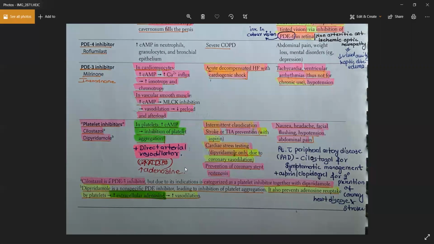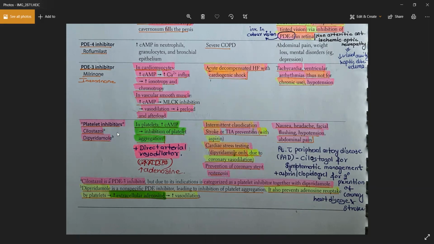Then comes the platelet inhibitors. In the platelets, they increase the cyclic AMP, and by increasing the cyclic AMP, they lead to the inhibition of platelet aggregation. The two drugs are cilostazol and dipyridamole. Very important, cilostazol as well as dipyridamole.